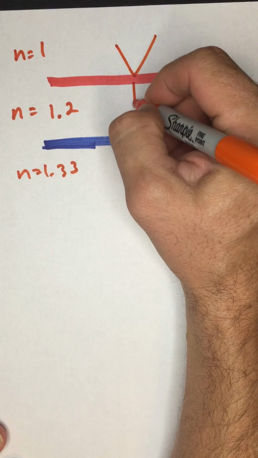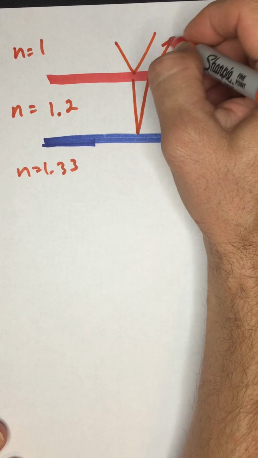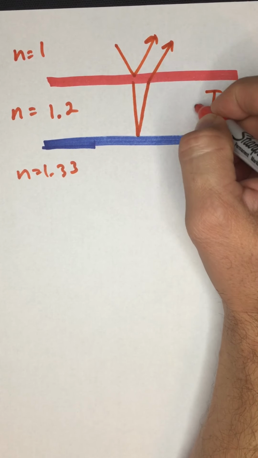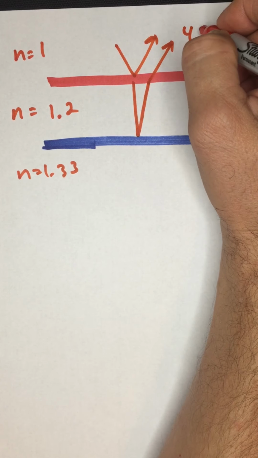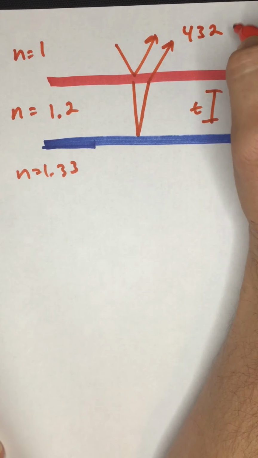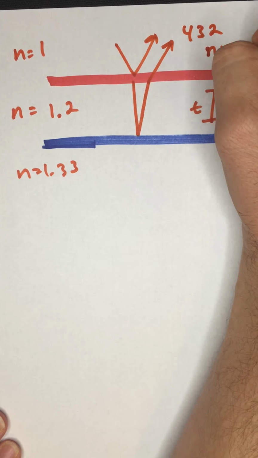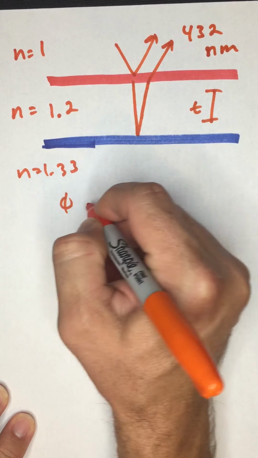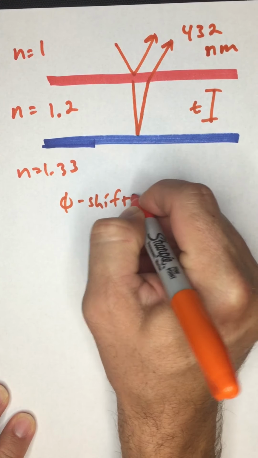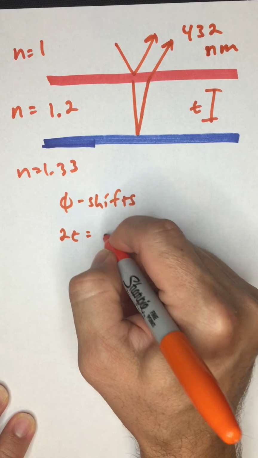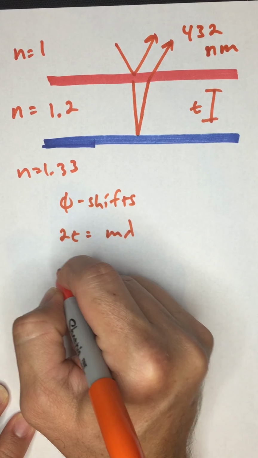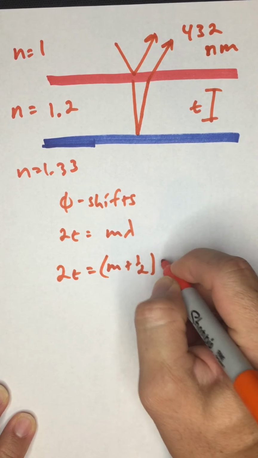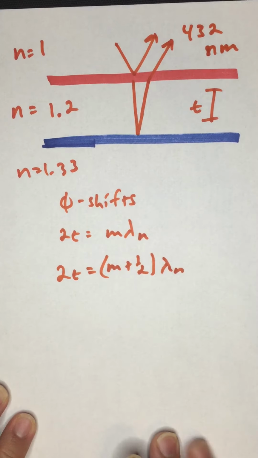Let my light come in. We know what's going to happen. I'm going to ask the same question. What is the minimum thickness for which I get constructive interference for 432 nanometer light? Okay, well, same thing. Count out my phase shifts to figure out which of these equations gets me constructive, which gets me destructive. I need to subscript that with an n, right?